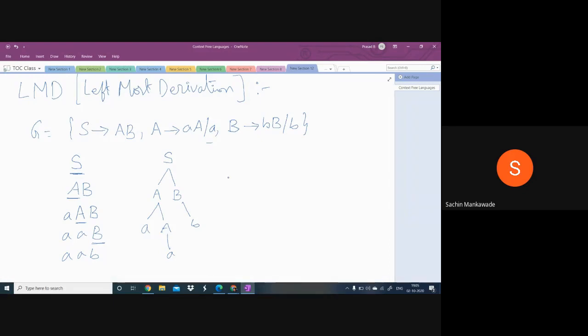Take the definition in your notes. Take the heading LMD. If we apply a production every time to the leftmost non-terminal only, it is called leftmost derivation, simply LMD. Take this grammar and that example.